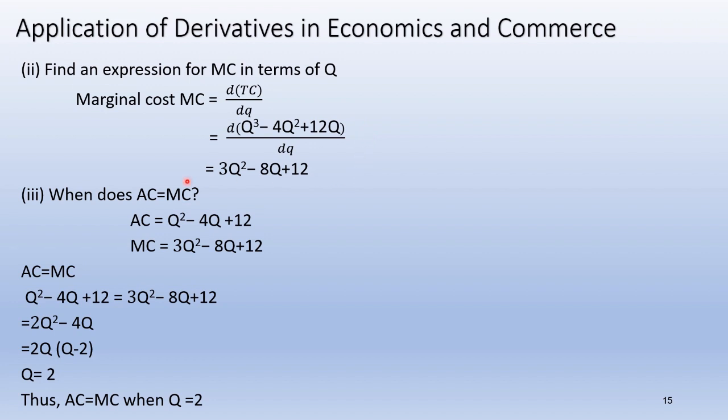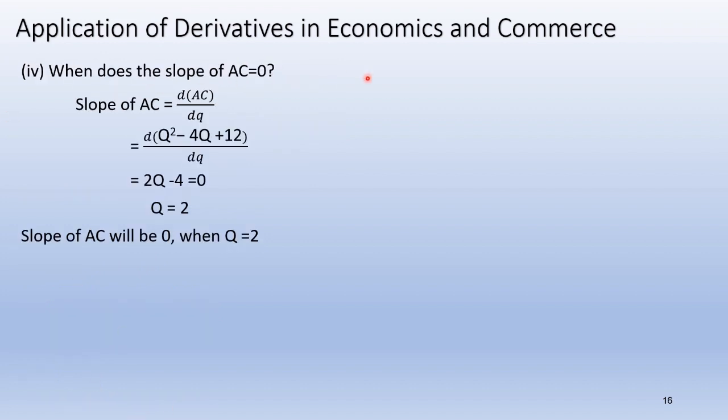When does AC is equal to MC? Equating AC and MC, we get Q is equal to 2. Thus when Q is 2, AC is equal to MC. When does slope of AC is 0? Slope of AC is equal to differentiating AC with respect to Q. We get Q is equal to 2. Thus when Q is 2, slope of AC will be 0.